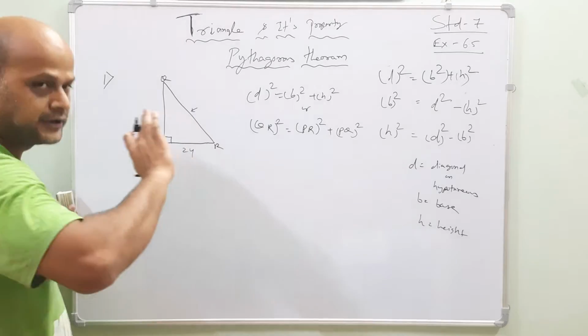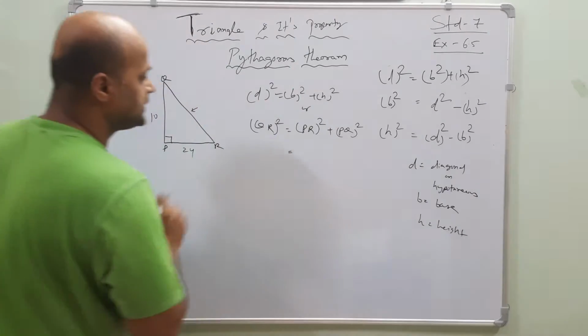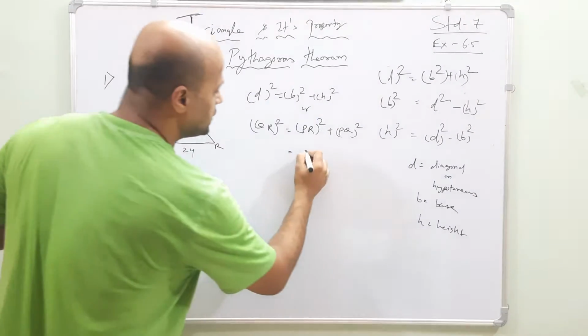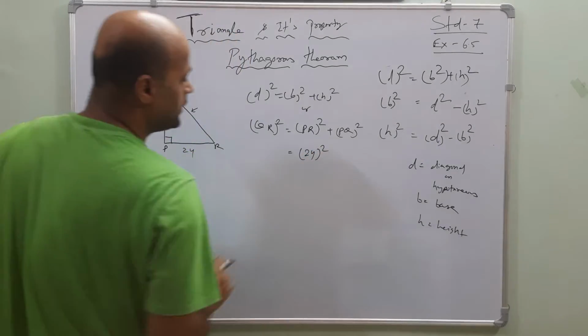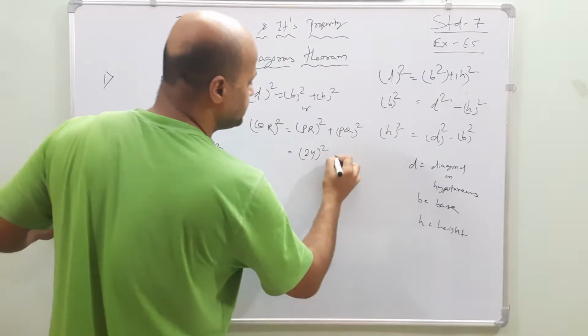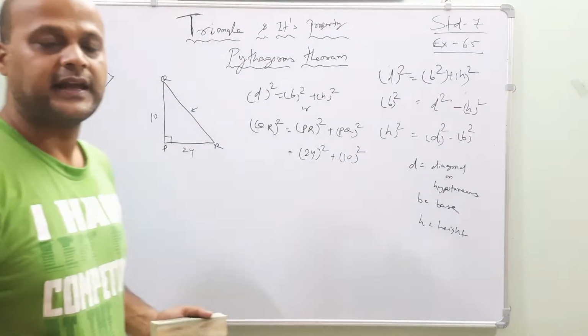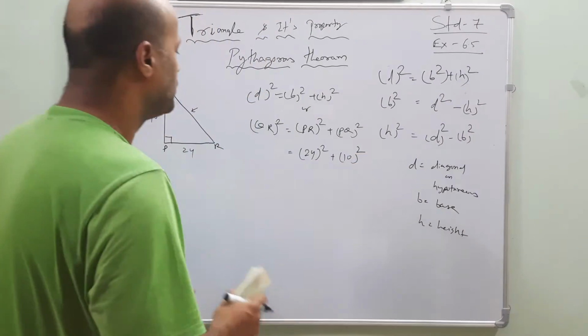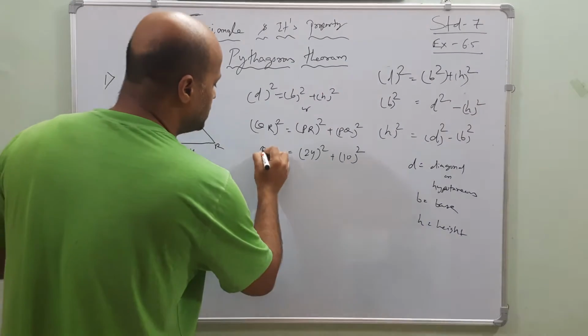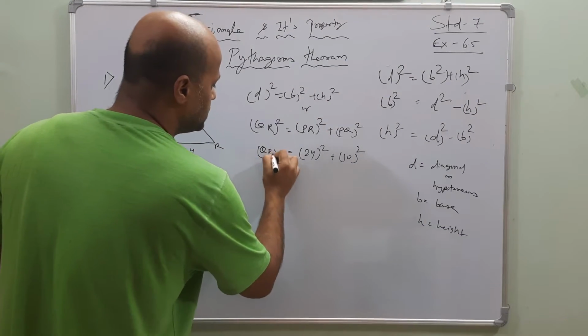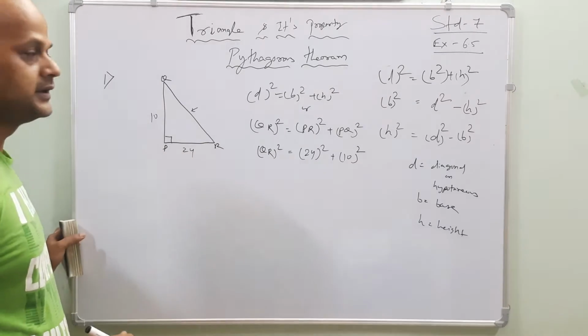Is QR given? It is not given, so leave it as it is. PR is given as 24, so 24 square. How much is PQ? It is 10 square. Understood, my dear friends? In this manner you have to find it. Now QR square.